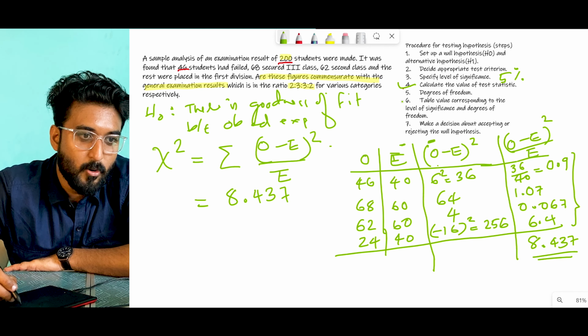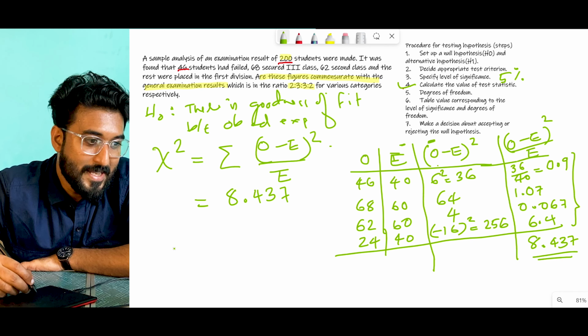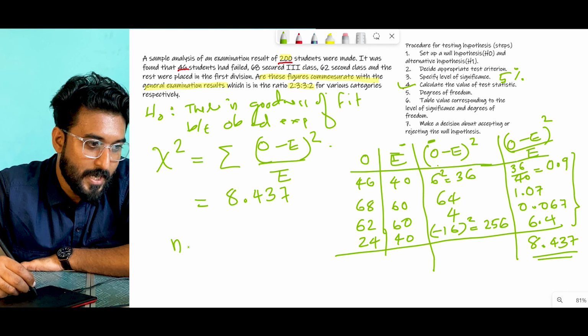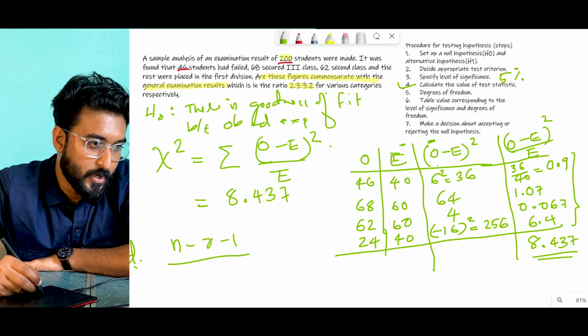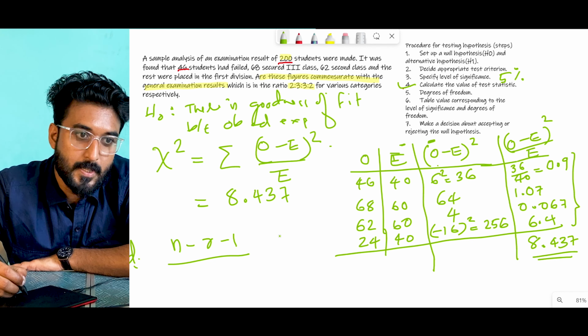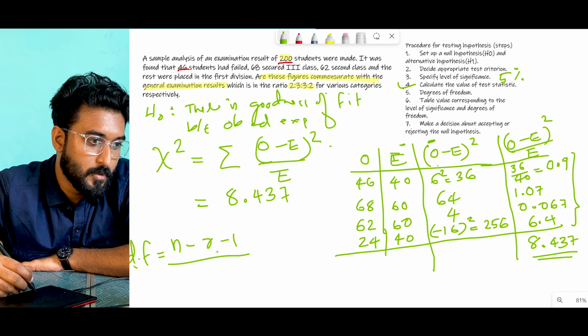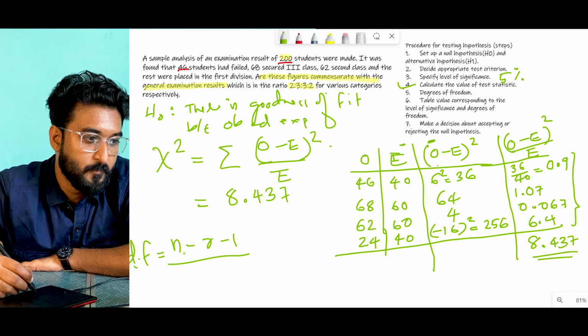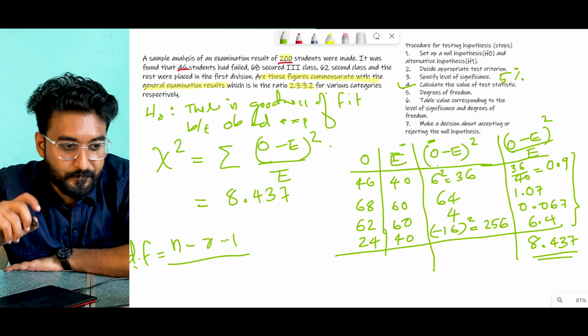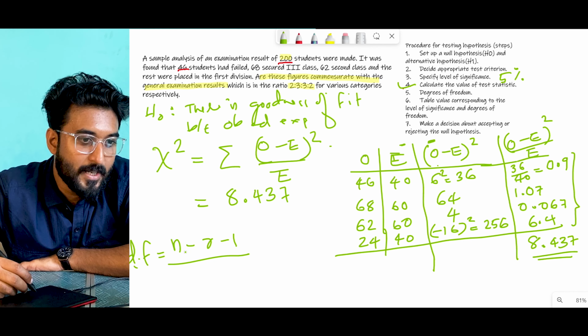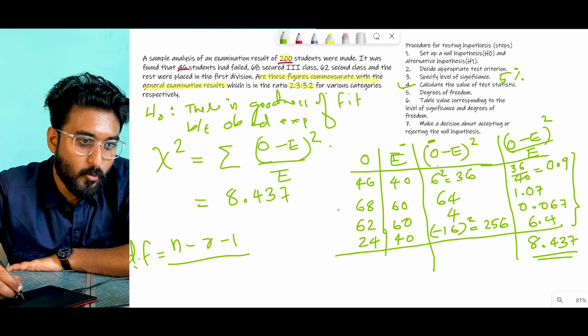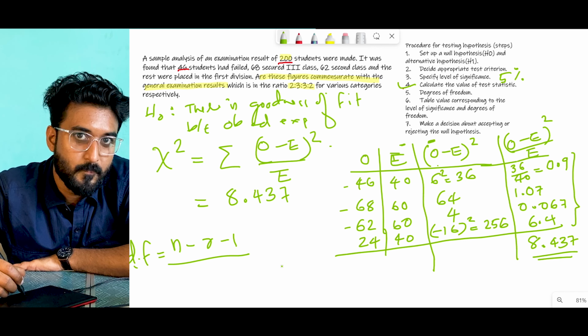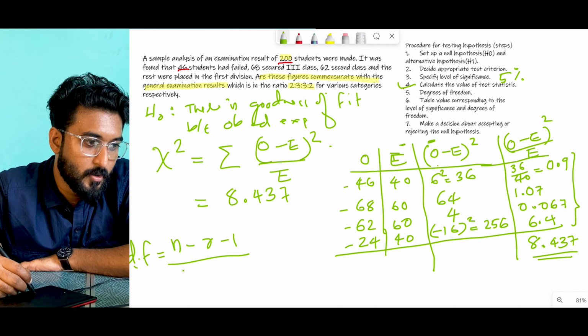Okay. Now what is the degrees of freedom? For chi-square, the degrees of freedom is n minus r minus 1. This is the degrees of freedom. So what is n? The number of values. Here 1, 2, 3, 4. Clear. So n is 4.